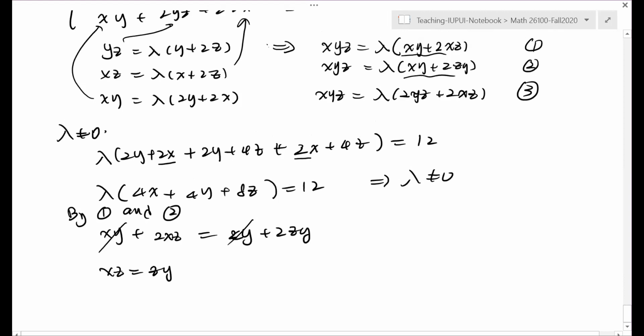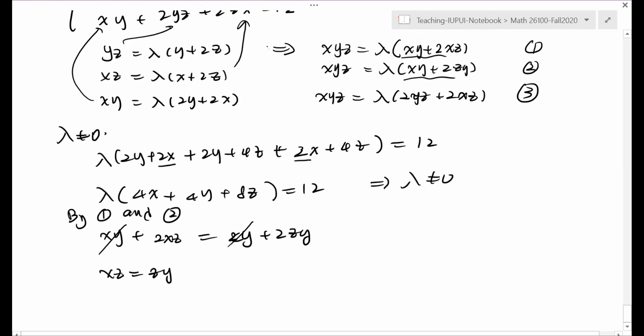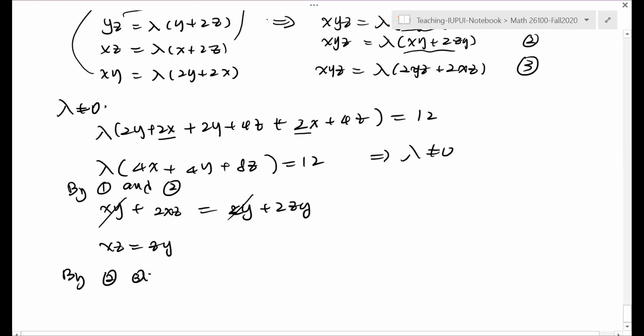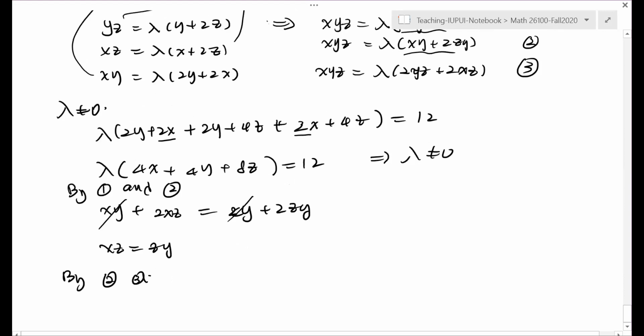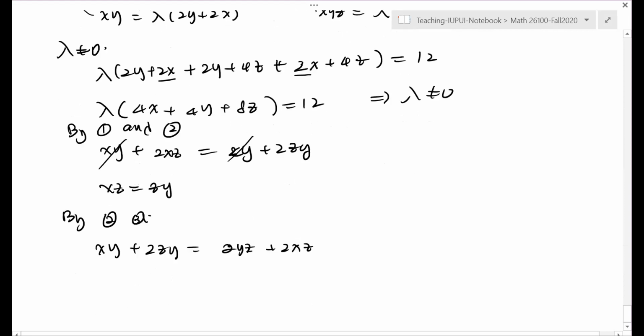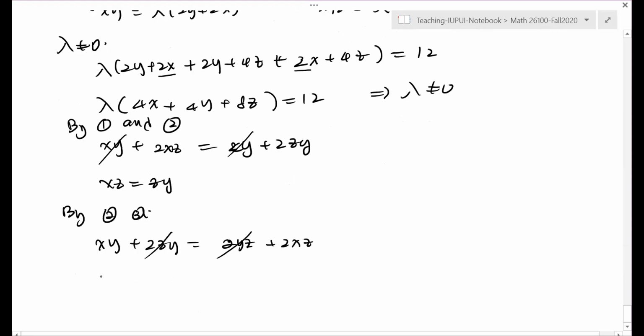And similarly, equation 2 and equation 3. By equation 2 and equation 3, you have xy plus 2zy should be equal to 2yz plus 2xz. So 2yz also cancels out. So you get xy equals 2xz. All right.